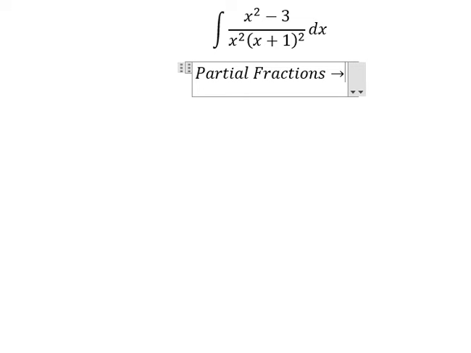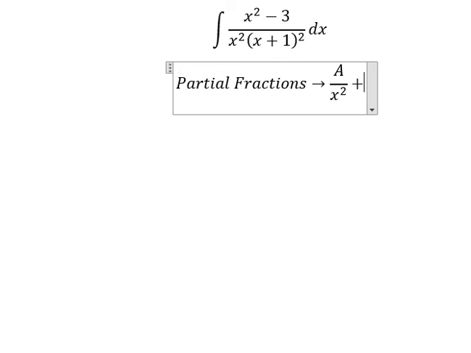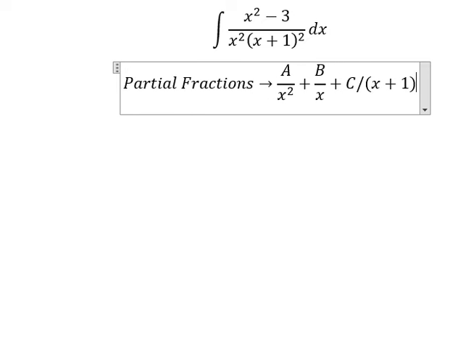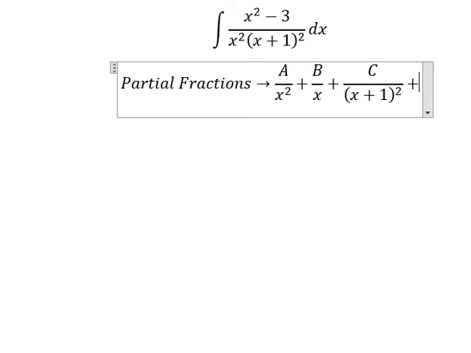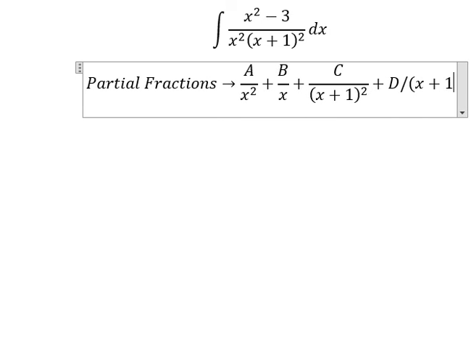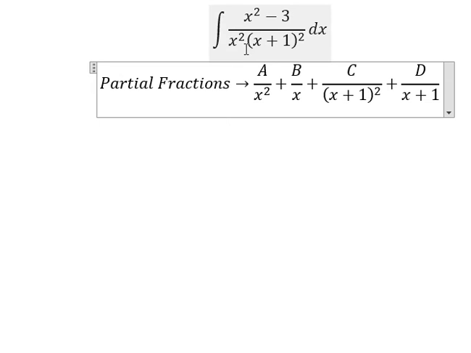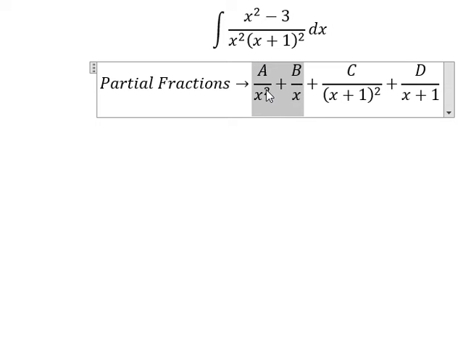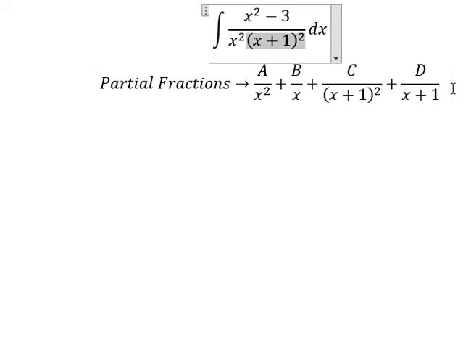So I will put A over s squared, B over s, C over (s plus 1) to the power of 2, D over s plus 1. Because we have the power 2, that's why we need to have two fractions. Reduce the power in here. Similar for the second one.